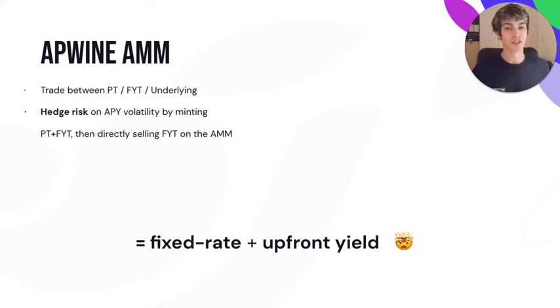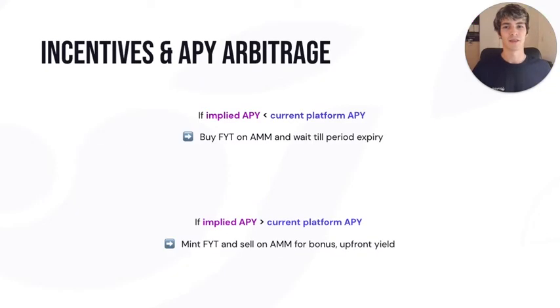This yield tokenization component goes along with the APWine AMM that we've made. It allows users to swap between PT, FYT, and the corresponding underlying asset, for example, DAI. With these two components, you can now hedge your risk by minting FYT, then directly sell it on the AMM. Now let's take a look at the underlying economic mechanisms.